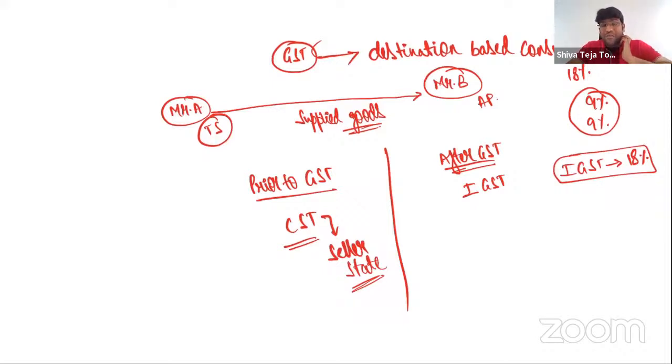For example, when Telangana person is supplying goods to AP, this transaction is an interstate supply on which IGST is levied. And let me honestly tell you, IGST amount is taken by central government and then shared with the state government. And that too, that is shared with the consumption state, because GST is a destination-based consumption tax. Don't forget that word. That word is very important. Destination-based consumption tax. Next point.